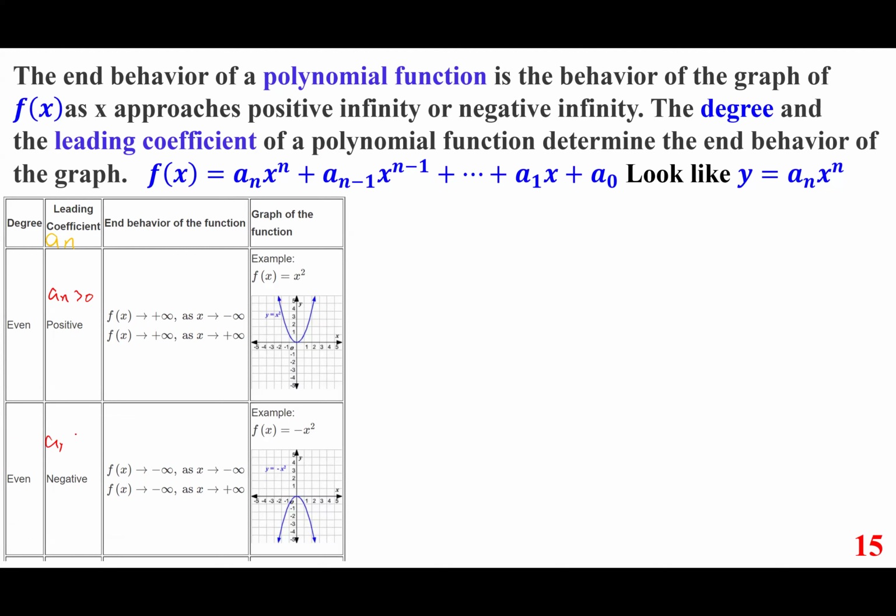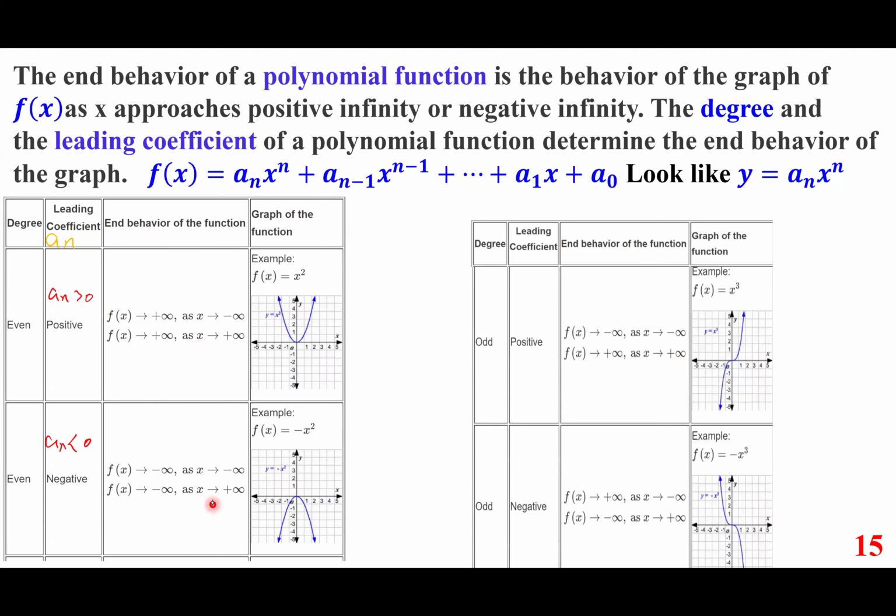Positive, negative. So it looks like x squared. And if it's negative, it looks like minus x squared. So in this case, x goes to infinity, so does y. In this case, x goes to negative infinity, y goes to positive infinity. That's the meaning of f of x approaching positive infinity as x approaches negative infinity and positive infinity, and this is the other way.